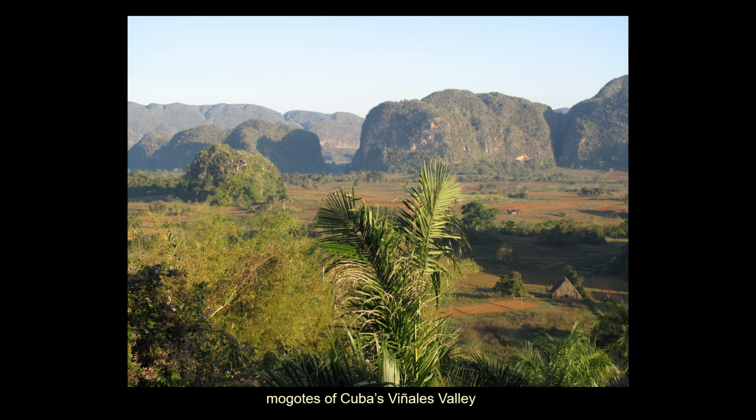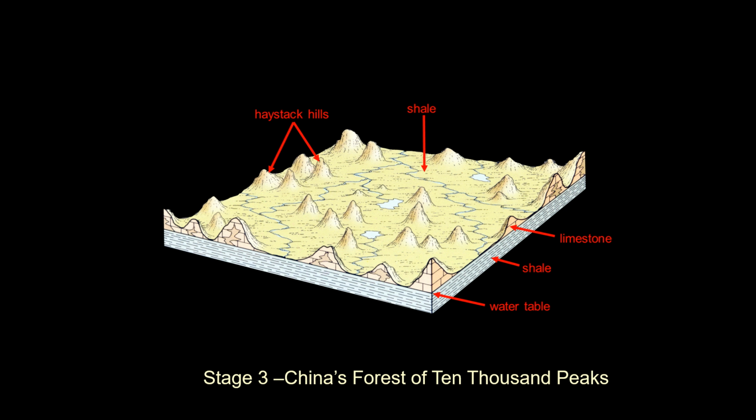This is also a place where some of the most popular and expensive tobacco is grown in the world for Cuban cigars, the Vinales Valley near Havana, Cuba. And there's our stage three, China's forest of 10,000 peaks. And you can see that the tower karst is really pretty pronounced here.